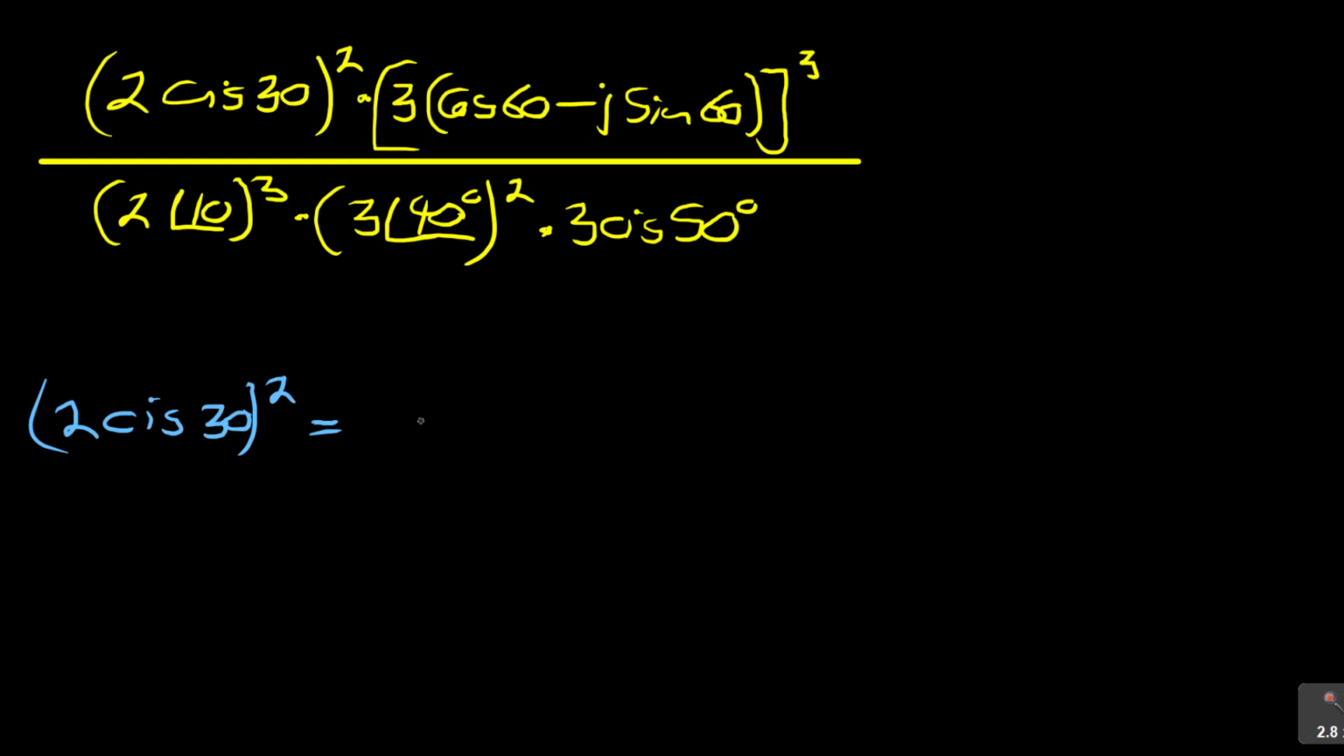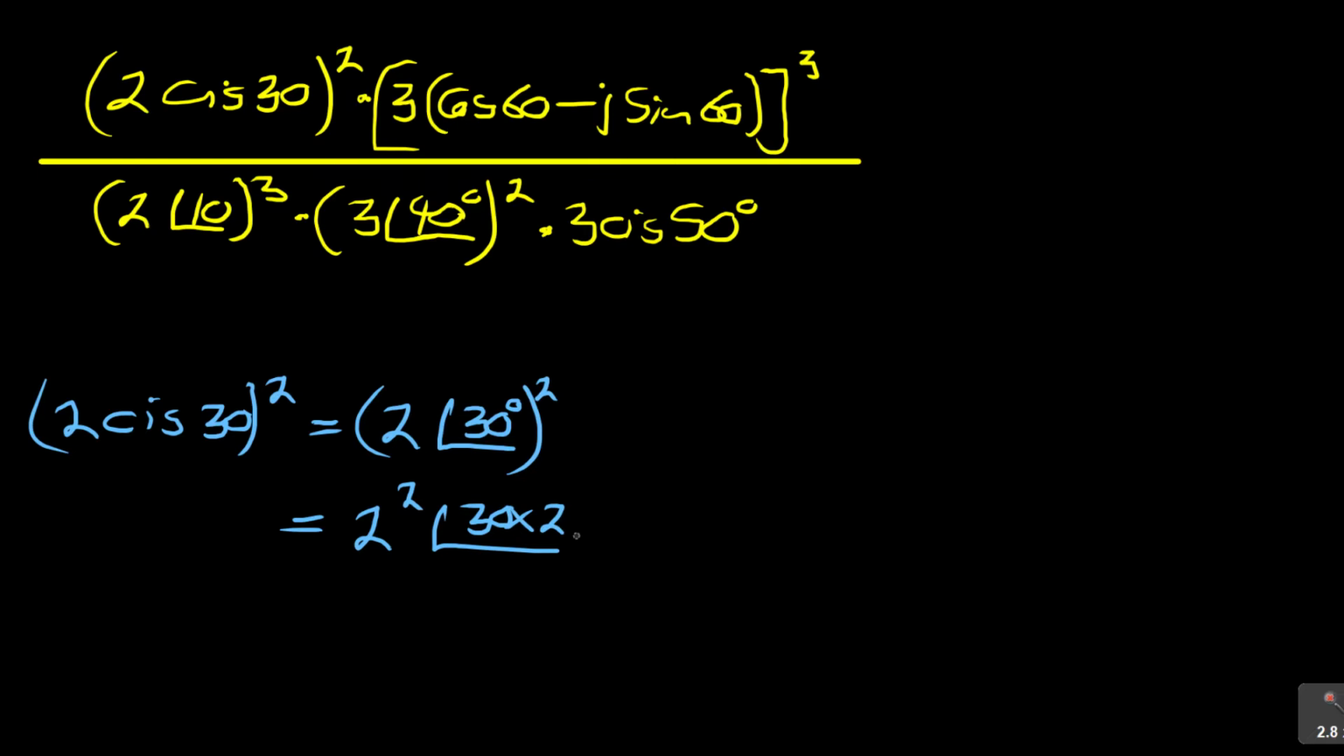Now remember, I can use my calculator here. This is the same as saying 2 cis 30 degrees squared. And remember de Moivre's theorem: this is the same as 2 squared, and then you say 30 times 2, which is equal to 4 cis 60 degrees. Remember that. That is the first part.